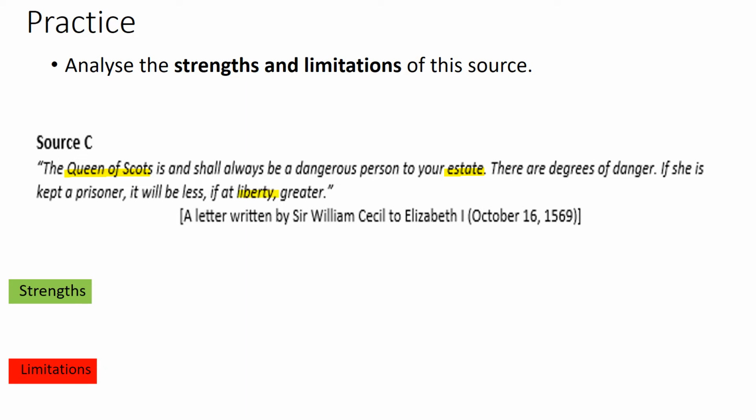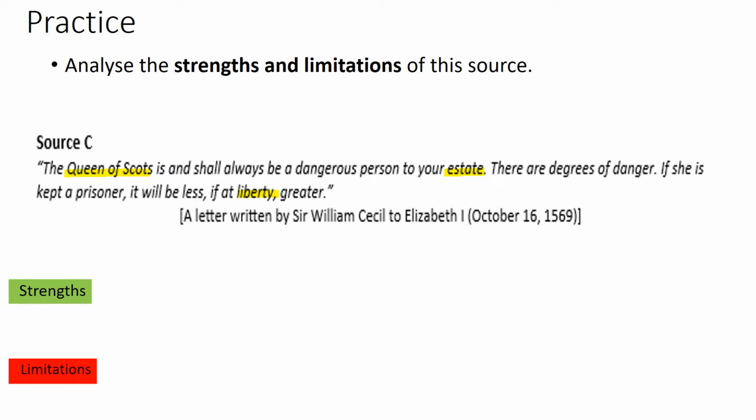If at liberty, greater. What William Cecil is saying here, that Mary is always going to be a problem to you and your safety, but there are different degrees of danger that she will cause. If you let Mary out of jail, running around free, she's going to be a big, big problem for you. If at liberty, the threat will be great. If she's kept in prison, the threat will be less.